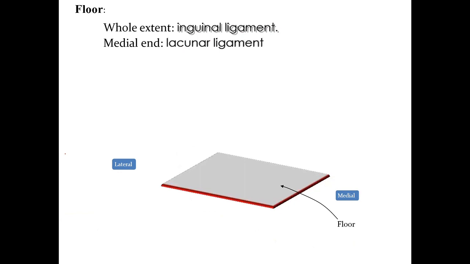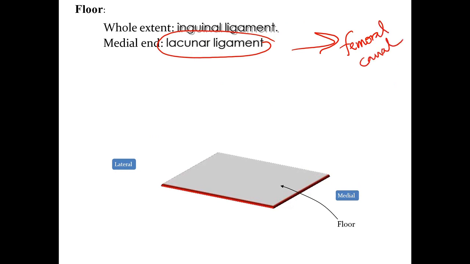The whole length of the floor of the inguinal canal is formed by the inguinal ligament. The medial end is formed by the lacunar ligament. The lacunar ligament forms only part of the medial end. And the lacunar ligament, as you know, is an important boundary of the femoral canal. So it is located medially, but the whole length of the floor is formed by the inguinal ligament, sorry.